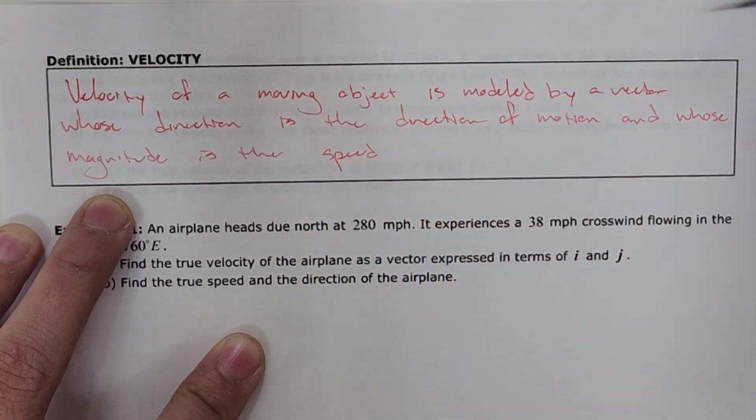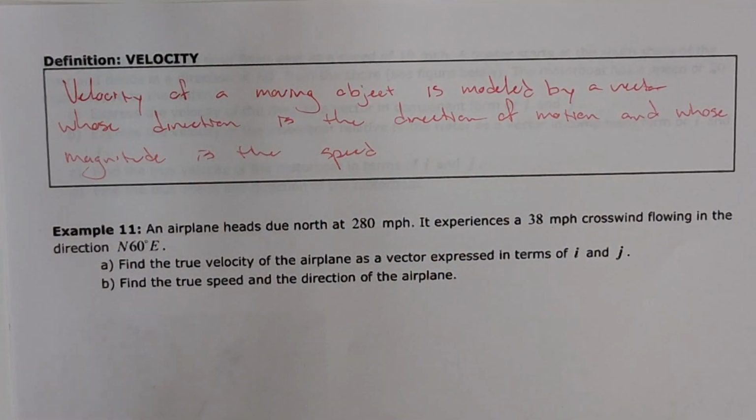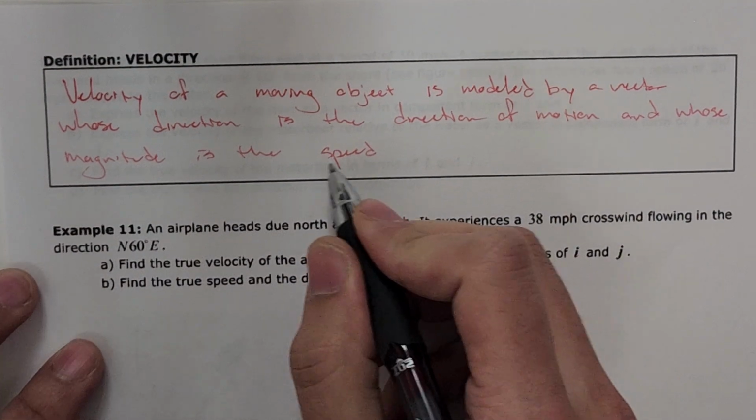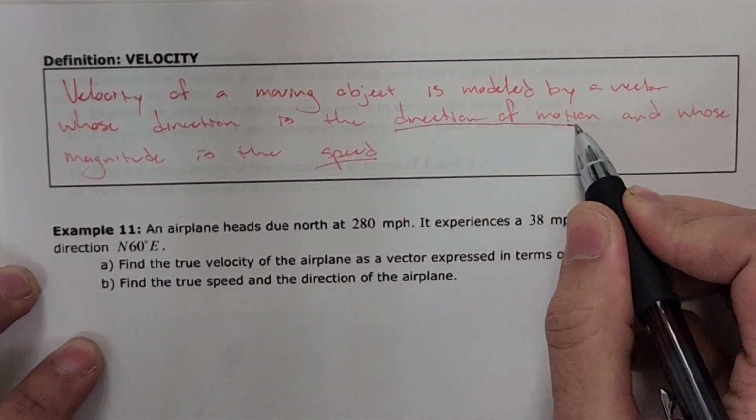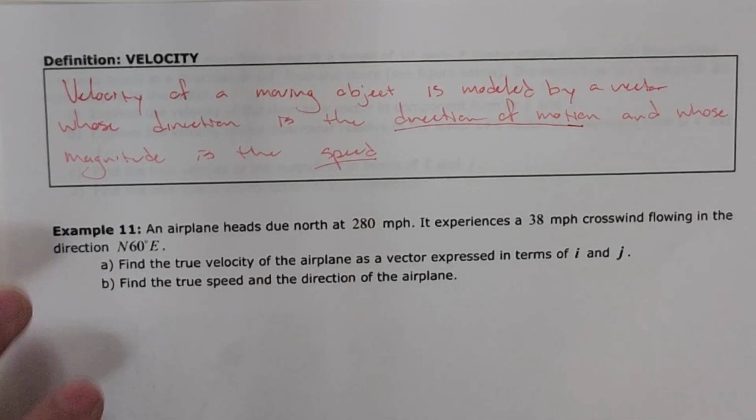So remember that vectors have both magnitude and direction, so therefore the magnitude of the velocity is the speed, and the direction of the velocity vector is the direction of motion, and often that'll be given using bearing notation. All right, so I want to try this first example.